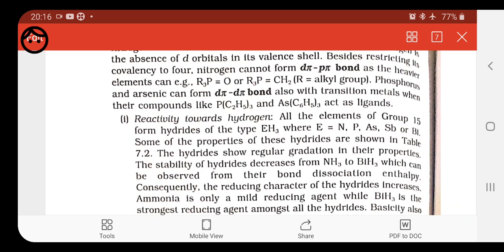The elements of group 15 form hydrides with the formula EH3. All these are covalent in nature. The hydrides formed by combining with the elements of this group are NH3, PH3, AsH3, SbH3, BiH3. NH3 is called ammonia, then phosphine, then arsine, then stibine, then bismuthine. These are the types of hydride formed when the elements of group 15 combine with hydrogen.